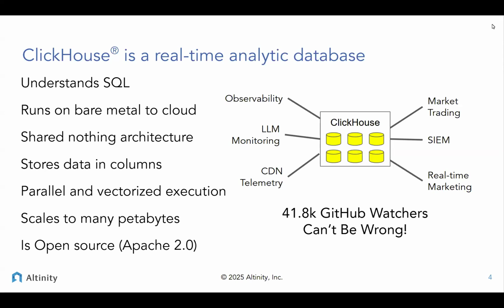ClickHouse is open source, of course. It's Apache 2.0 license, and that's a great license. It places virtually no restrictions on what you can do with it, and so you can build your own products on it, so on and so forth. Because of these properties, ClickHouse has become extremely popular. It has about 41,000 plus stars on GitHub. That's about the same number of stars as Spark, and it's used for all kinds of use cases, from observability to real-time marketing.